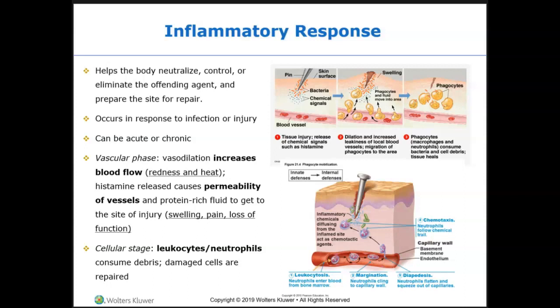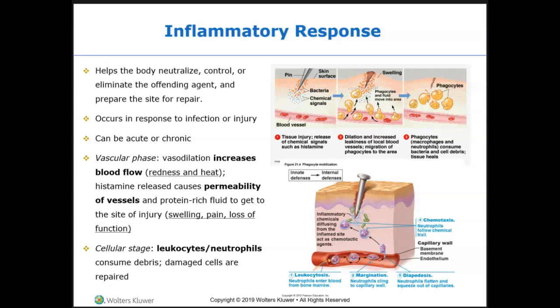And when you are entering the vascular phase of inflammatory response, this is when vasodilatation occurs, which will increase the blood flow to the area. That's what's resulting in the redness and the heat and the warmth, right? And the swelling. Histamine is released at this time, and it causes permeability of the vessels, and it also causes protein-rich fluid to go to the site of the injury. So that, again, that's the cause of the swelling. It can be a cause for the pain, as well as loss of function to that site, right?